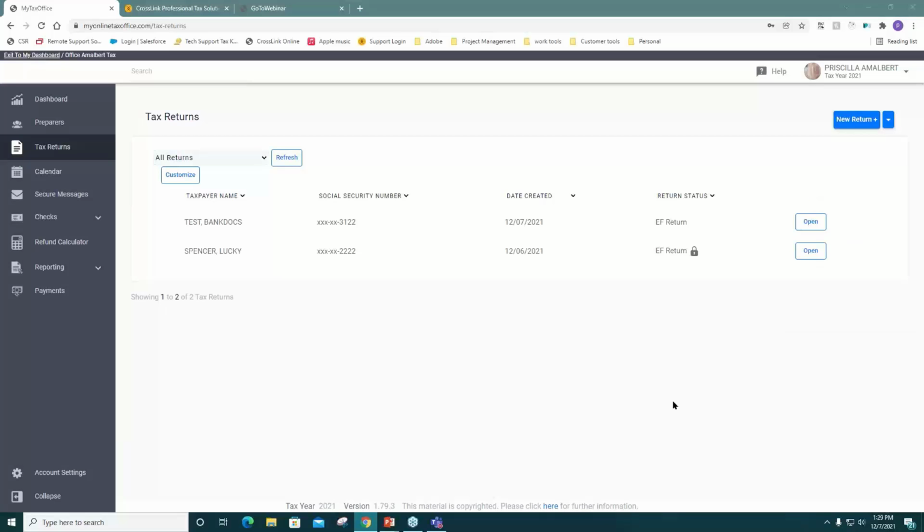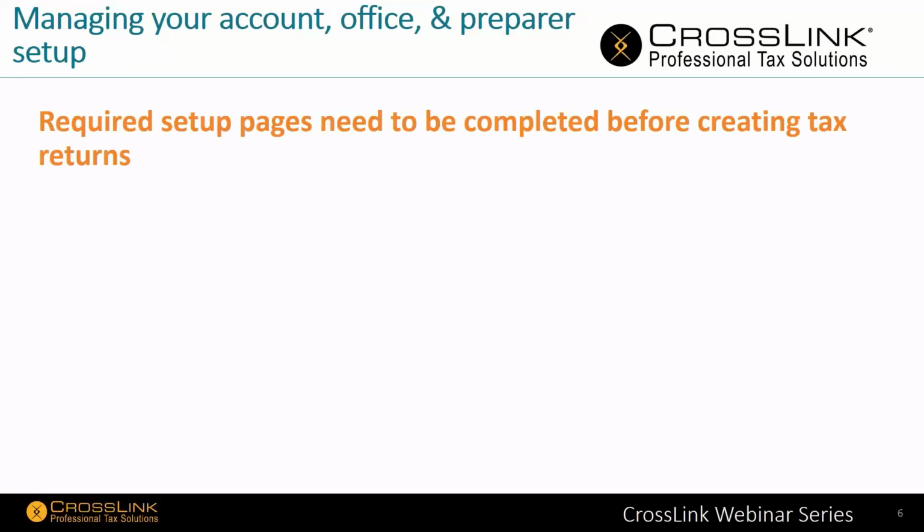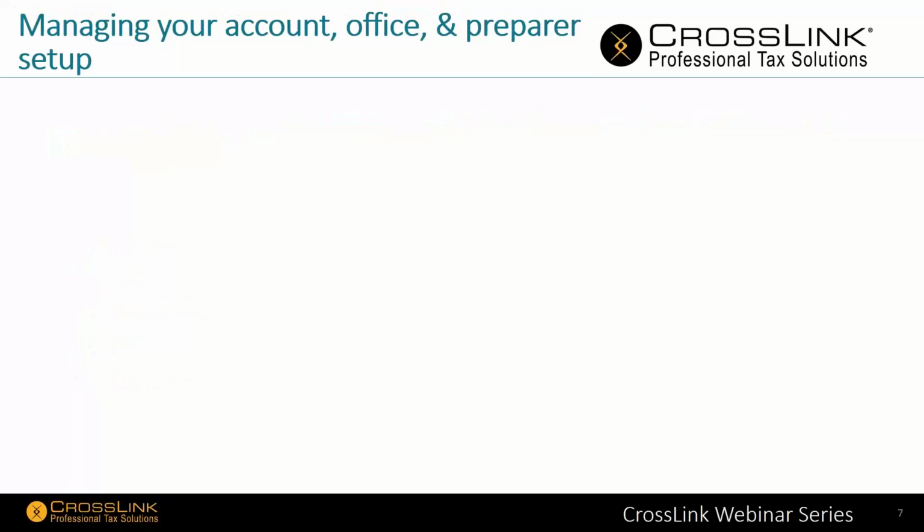Okay, so now let's recap what our office level has to offer. So I covered that we do have required setup pages that need to be created until you can do a tax return, and that's office setup, ERO setup, setting up your preparer PTIN numbers, your billing setup, and making sure each office has a license. Once you do all of that, you'll be able to start a tax return.